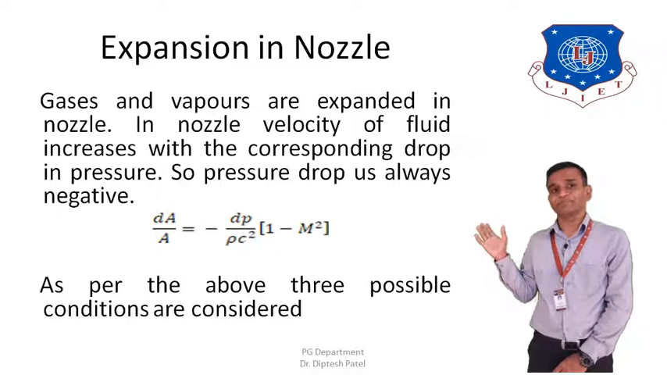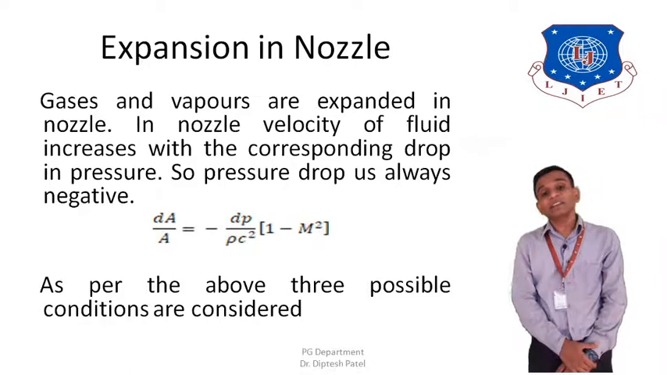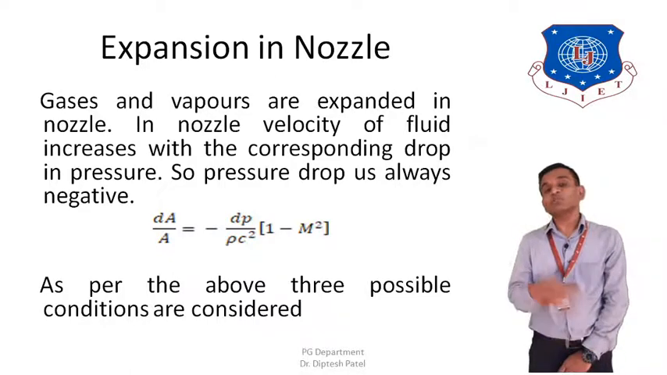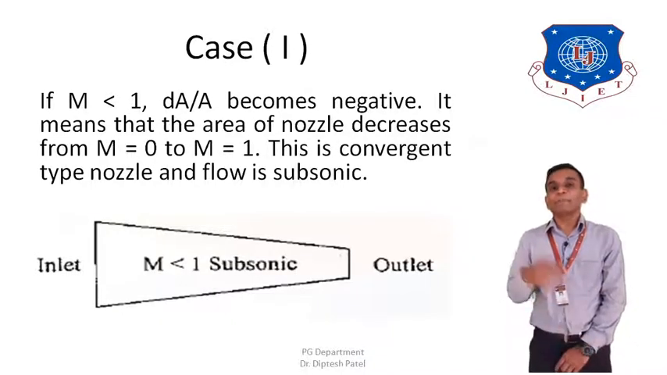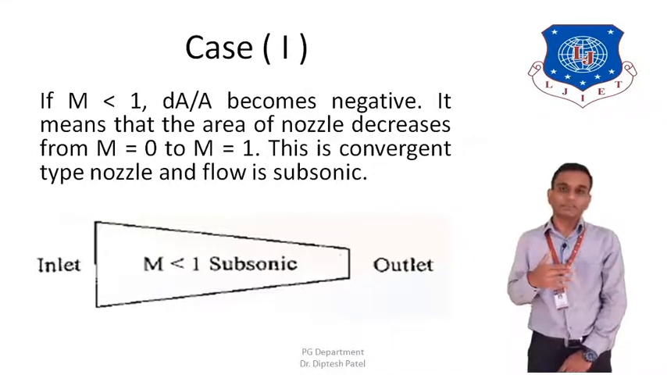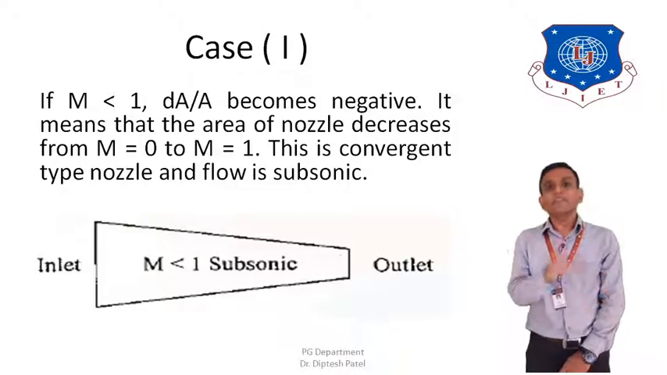Now according to this equation, three different possible conditions are considered. Let's go through them one by one. First of them is case 1. In case 1, the Mach number is lower than 1. Now let me remind you of the Mach number again. Mach number is basically the ratio of fluid velocity to the sound velocity. So if the Mach number is equal to 1, we would say the flow has the sonic velocity.